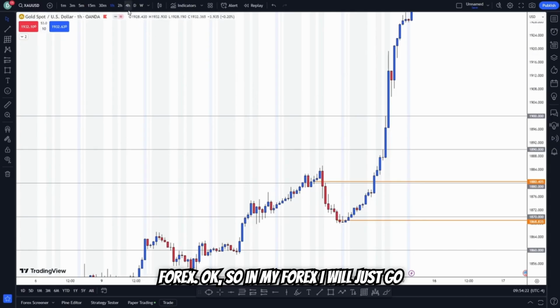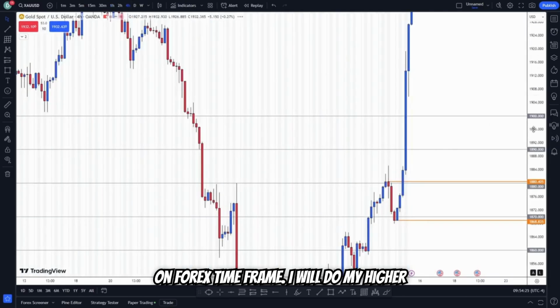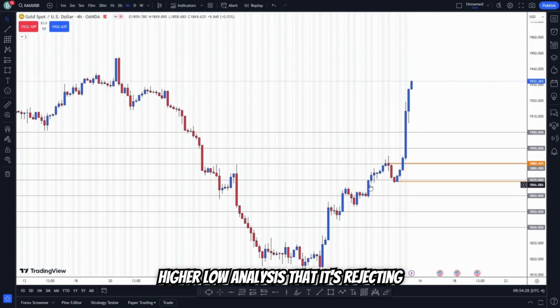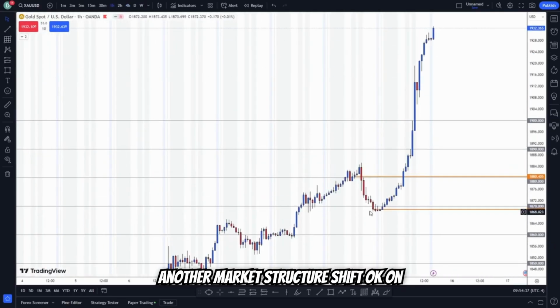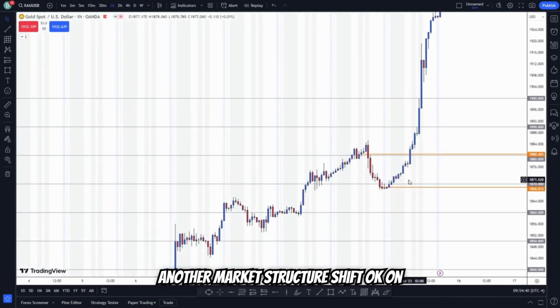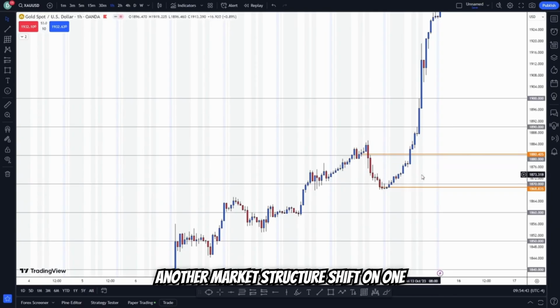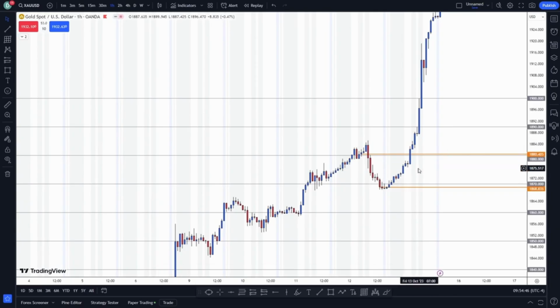In Forex I will just go on the 4H time frame. I will do my higher high, higher low analysis, checking whether it's rejecting from a round psychological level, a fair value gap, or a breaker. Then I will go on the 1H time frame and look for another market structure shift. When I get another market structure shift on the 1H time frame, I will take a buy, and then I will just hold that trade.